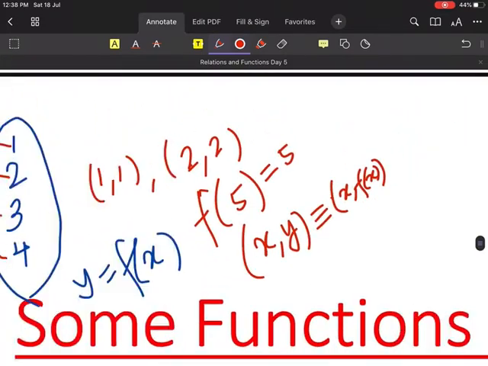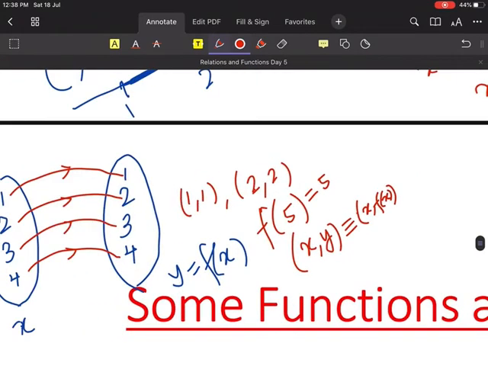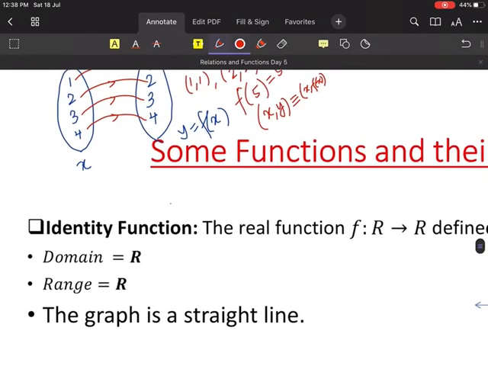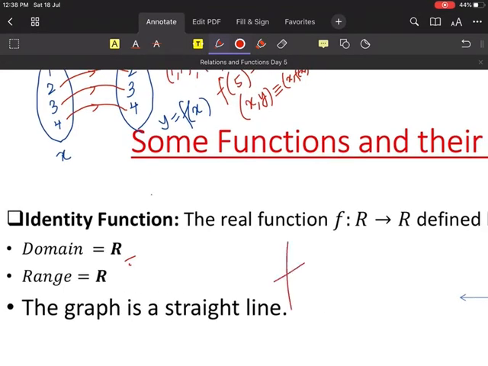Are you getting my point? Yes, sir. So this is the idea of it. (1, 1), (2, 2). Look here, x comma f(x), because this part is f(x). So now that's our identity function. The domain is what? R.